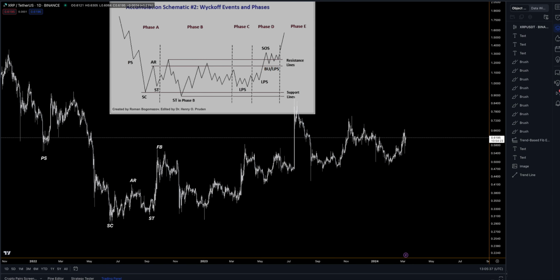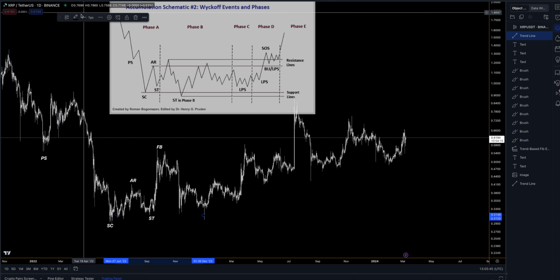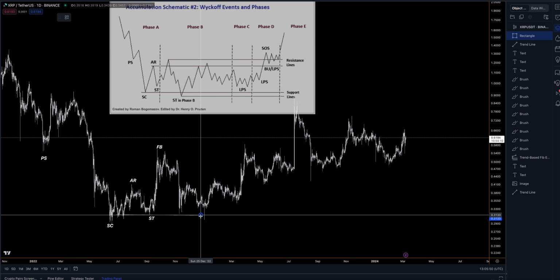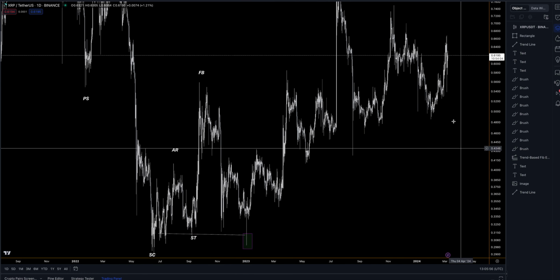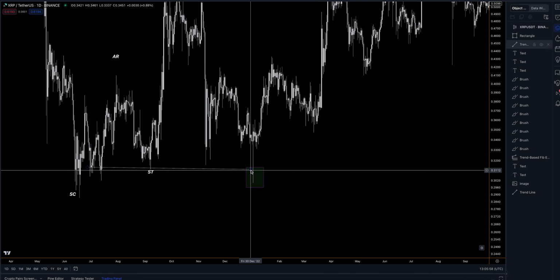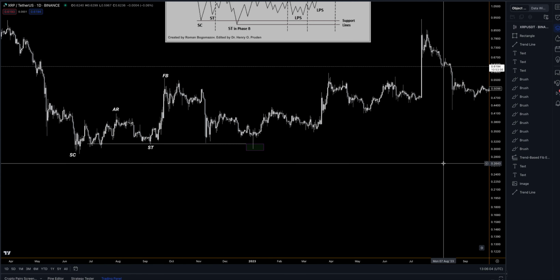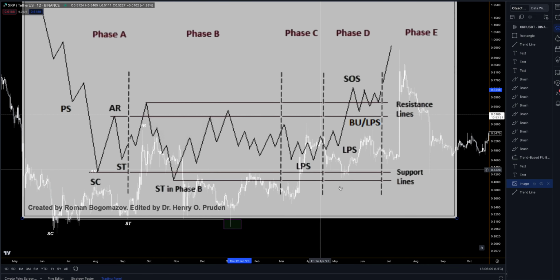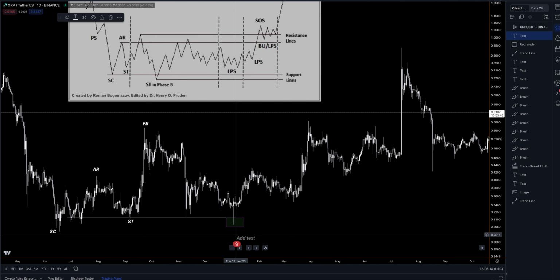And then what we do is we go below your secondary test. You see how we went below it with just a wick. You had a bunch of smart money buy stops right over here buying this fear. As soon as you went below this psychological support, that was considered your short squeeze. So what would this be called? This would be called your secondary test in phase B. So this is our ST in phase B.